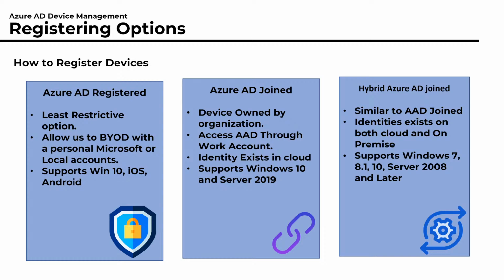So most of the server operating systems like Windows 10, Windows 2012, 2016, or server OS 2019, all these are supported in this Azure AD joined. So in Azure AD registered, in most cases, we'll be using laptops or mobile devices. Whereas in Azure AD joined, we will be using it for the instances or the servers that we have.